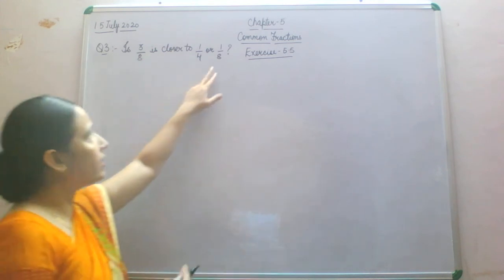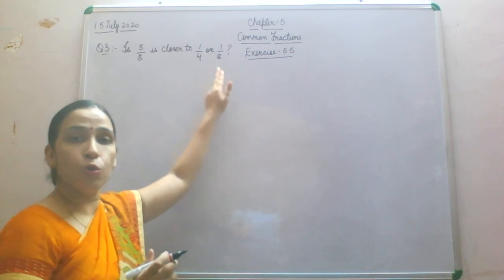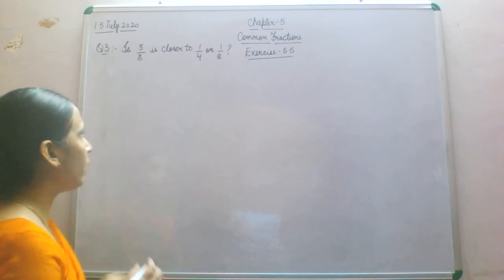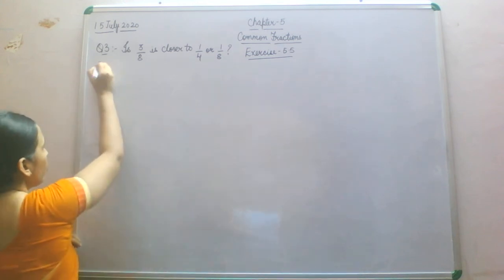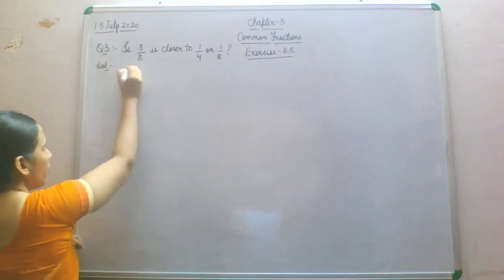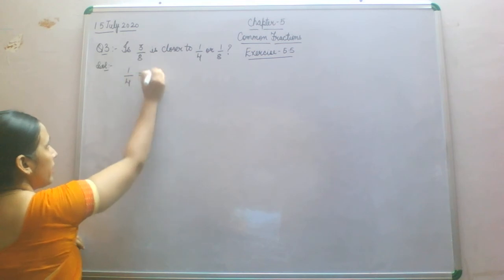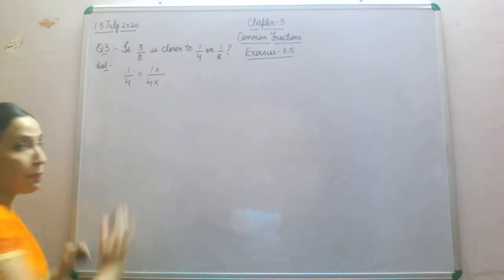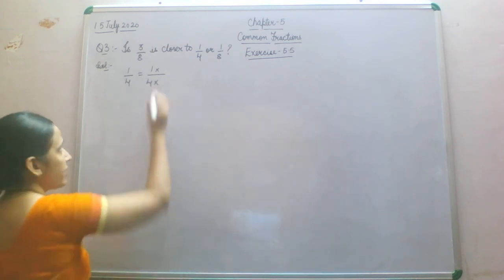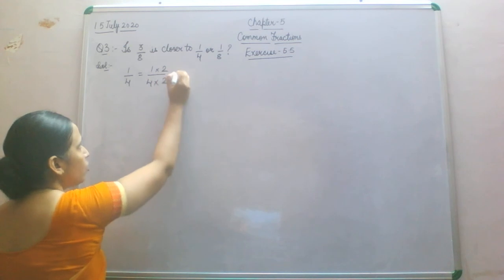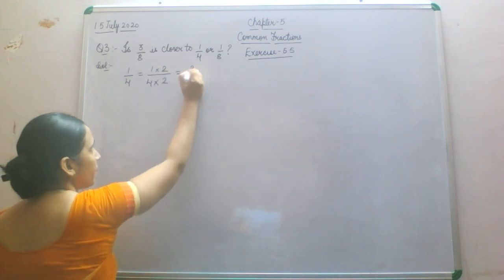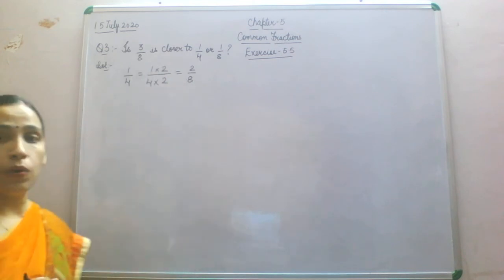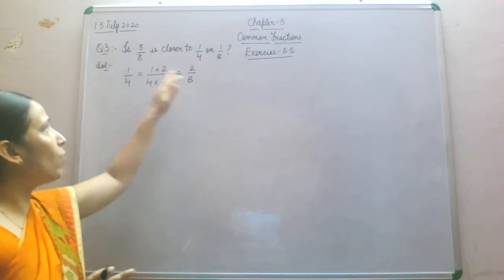Now, here the denominator is 8. So you don't require to change it. Now, come to this fraction 1 by 4. In this 1 by 4 you require to change it. Now, the first step, make it a like fraction. By which number will we multiply? We will multiply it by 2. Yes. So that will become 2 by 8. Now we have to compare this 3 by 8 to 2 by 8 and 1 by 8.